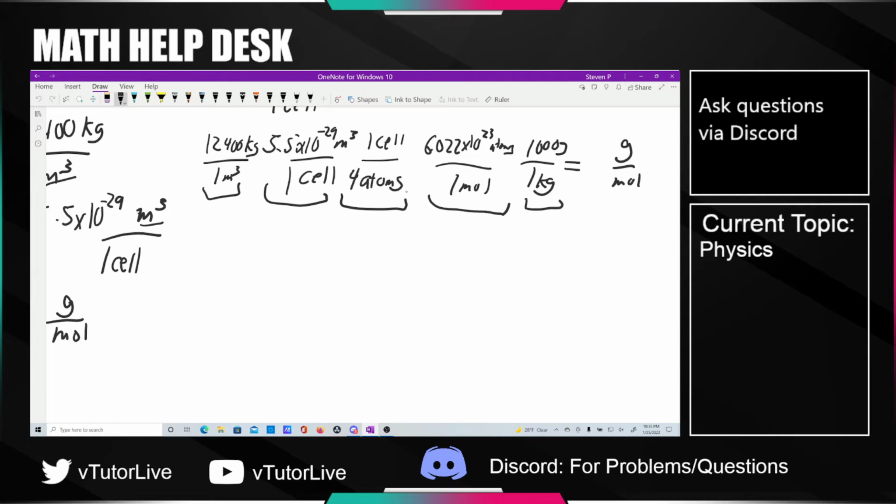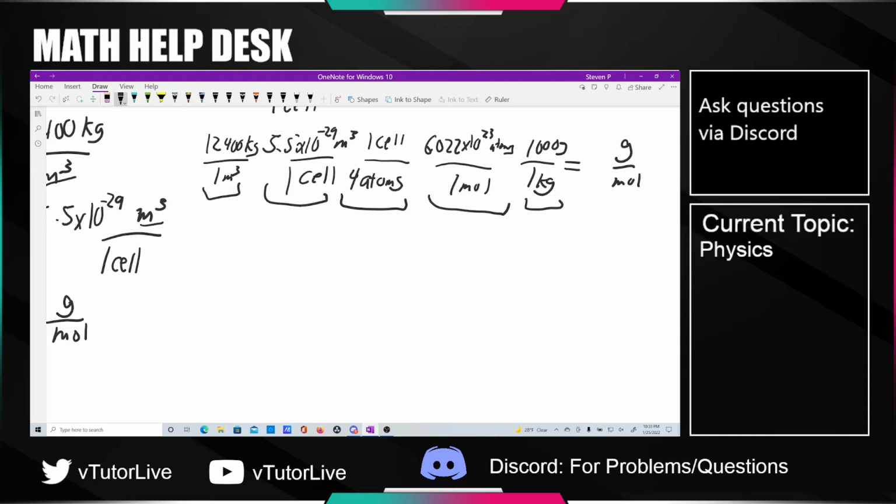Does that make sense? Like basically multiplying 12,400 kilograms and 5.5 times 10 to the power of negative 29 meters cubed. So you're saying you were confused why he multiplied them together, or you were confused, but now you understand?